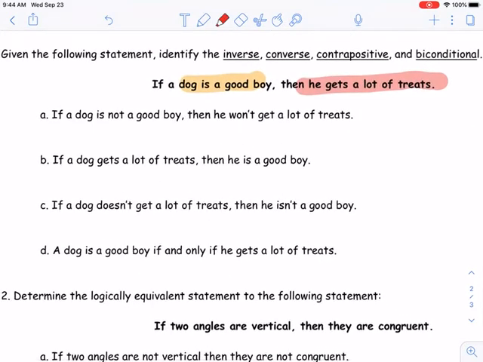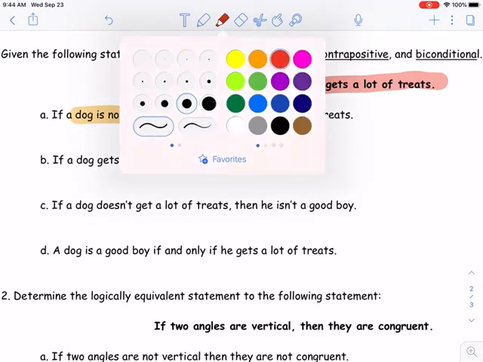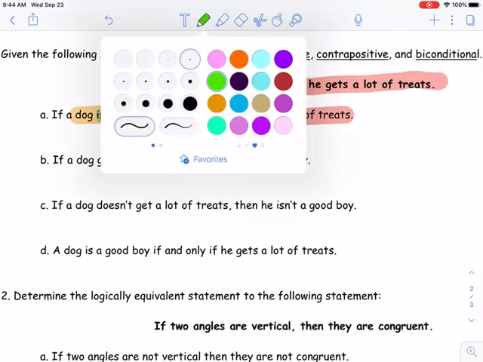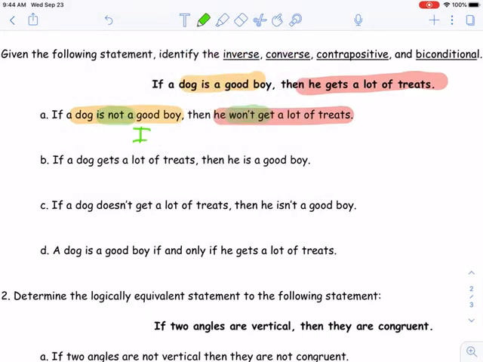So, anyways, let's focus on the math. If a dog is not a good boy, then he won't get a lot of treats. So notice how this one is the same order, but we have the nots. So this one is inverse. So we can think inverse, nots. They both sound like they start with an N.